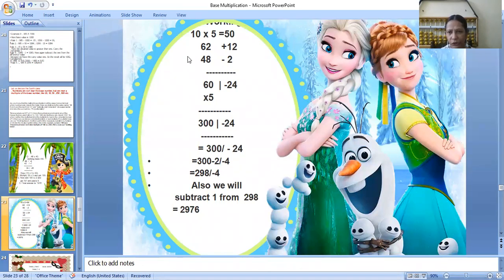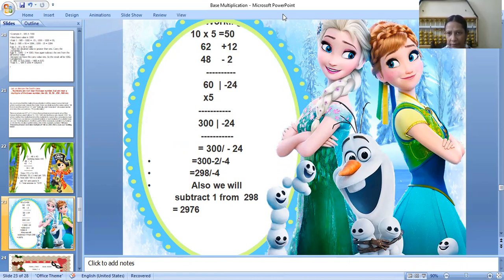Now the next question is 62 multiplied by 48. Again, the working base is 50. Both the numbers are close to 50. So now what you will do: 62 minus 50, you will get plus 12. And 48 minus 50, you will get minus 2.